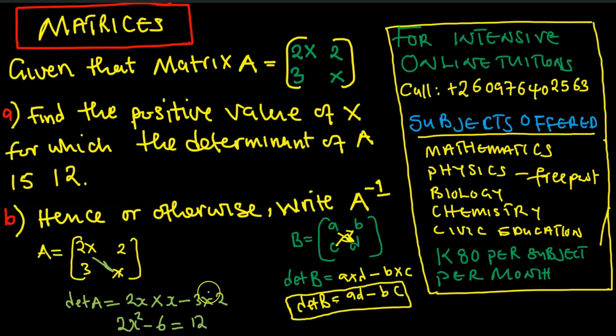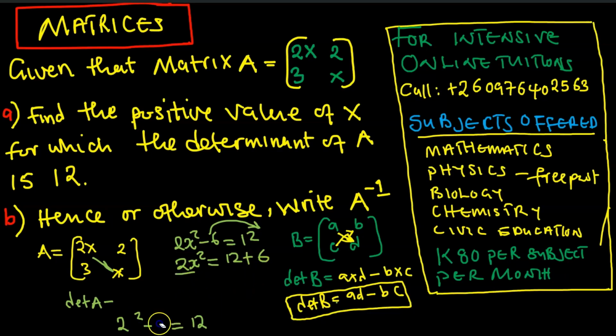Now I'll bring this one here. We have 2x squared minus 6 is equal to 12. Remember, our target is to find the value of x. So we are going to move this 6 to this side, and we are going to have 2x squared is equal to 12 plus 6. Now we can add this side, and when we add we are going to have 18 is equal to 2x squared. We can reduce this one here.